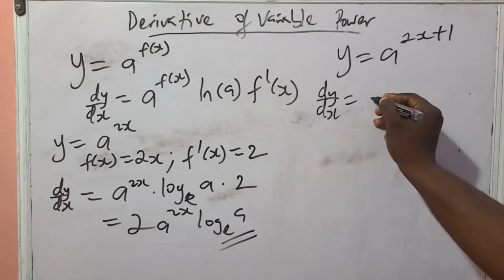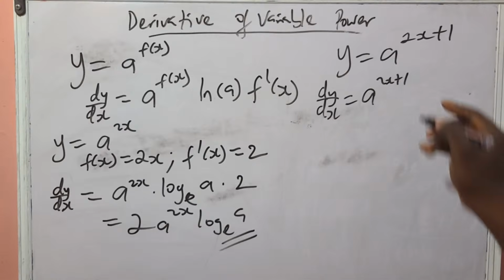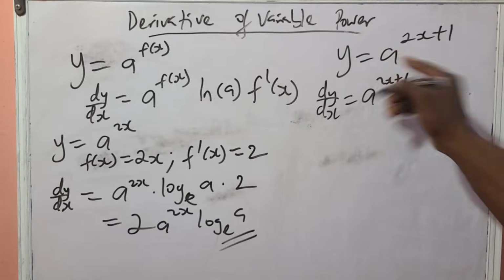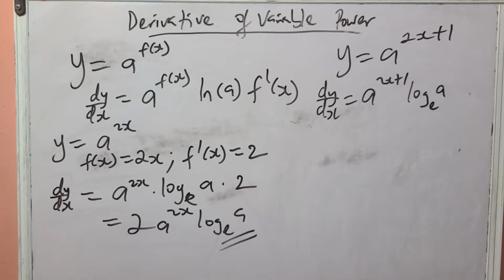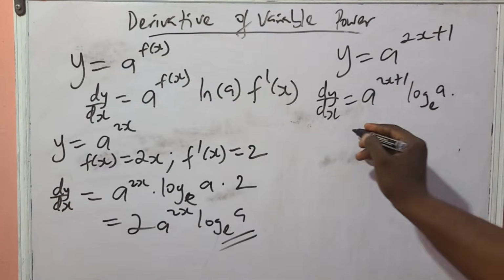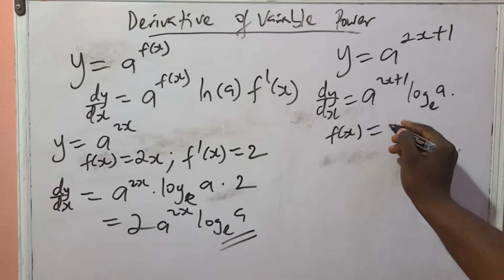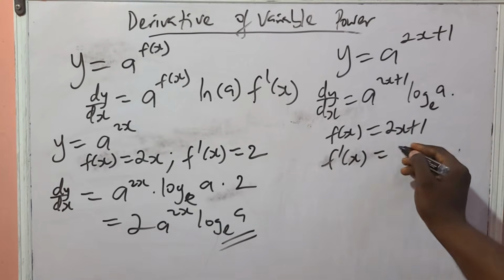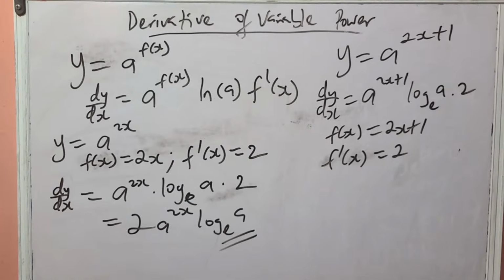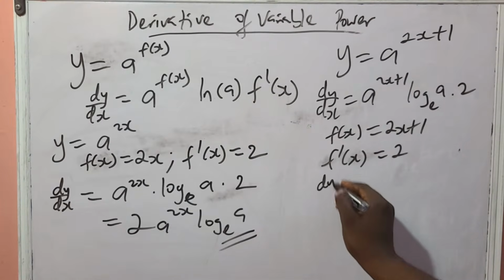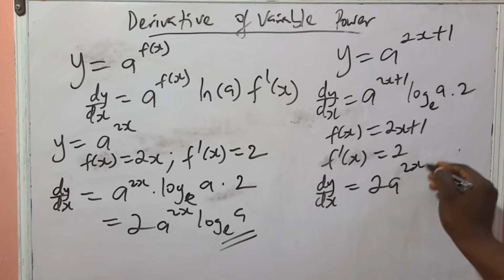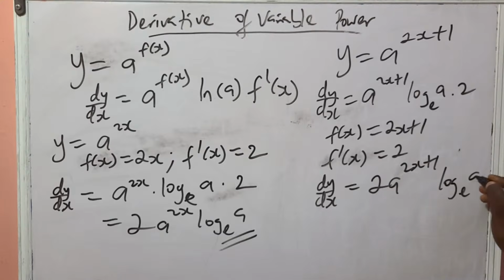So the very first thing I want to do to get my dy over dx, as I said, is repeat this whole thing. You just write a raised to power 2x plus 1. That's the first thing. Then I will take the natural logarithm of the variable as log e a. Then I will multiply with the derivative. Sorry, I should have brought out what my f of x was. My f of x is 2x plus 1. So what's f prime of x here? My f prime of x here is 2. So that will be times 2. So the final answer for dy over dx based on this question will be 2a^(2x+1) log e a.